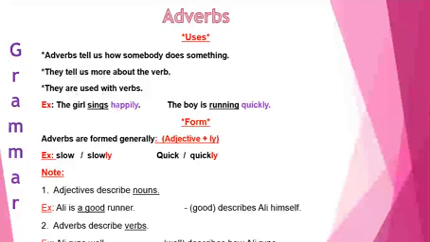The girl sings happily. Here I'm describing how the girl sings, right? And I'm describing the verb, sings. In number 2, the boy is running quickly. Again, I'm describing the verb. How is the boy running? Right? Okay. Let's go to the form, and you can guess the form with me.